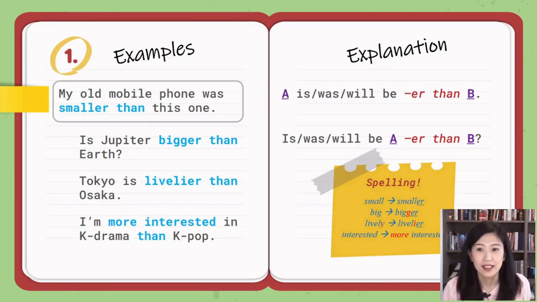Last but not least, a lot of long and multisyllable adjectives do not take ER. Instead, we add more in front of it. More interested, more fascinated, more exciting. Can you think of any other adjectives that take more instead of ER?